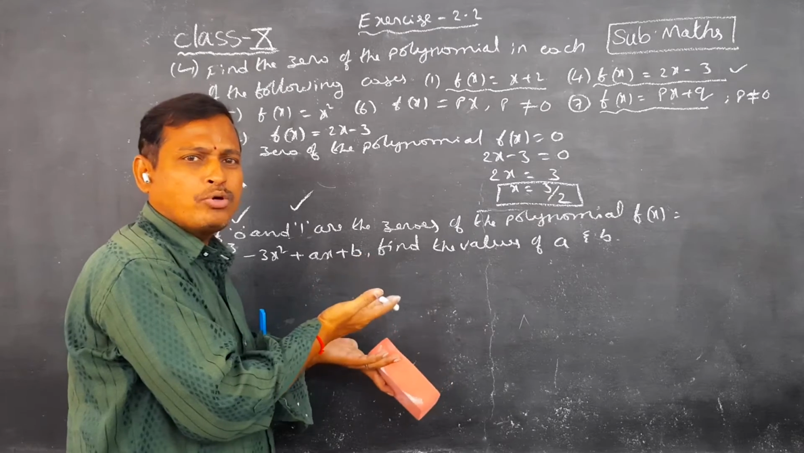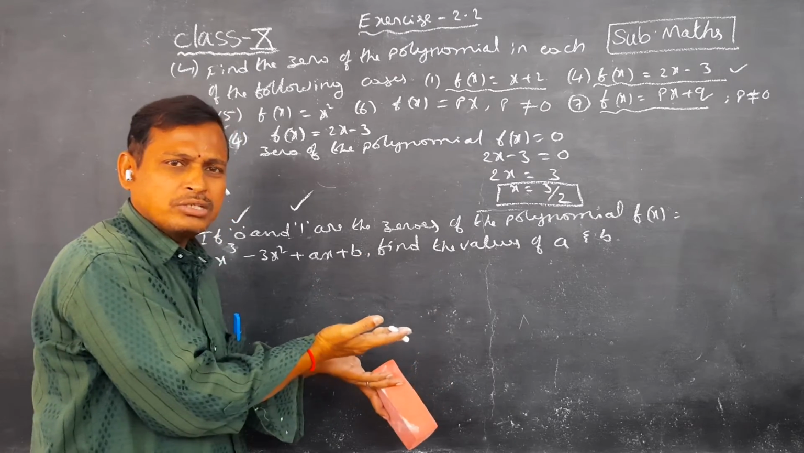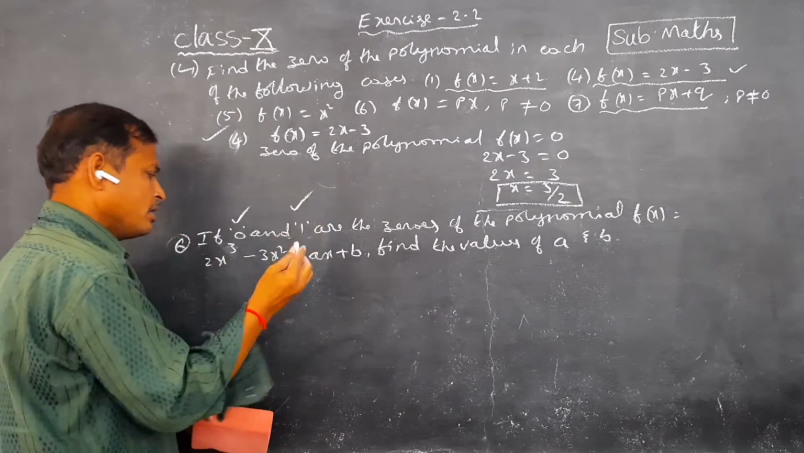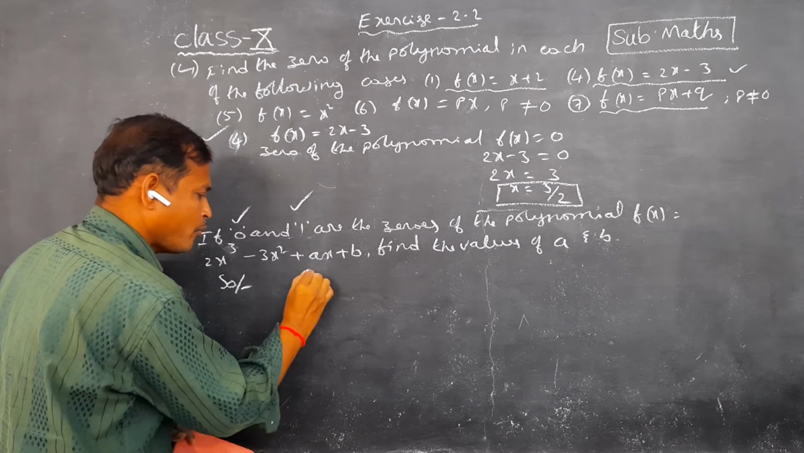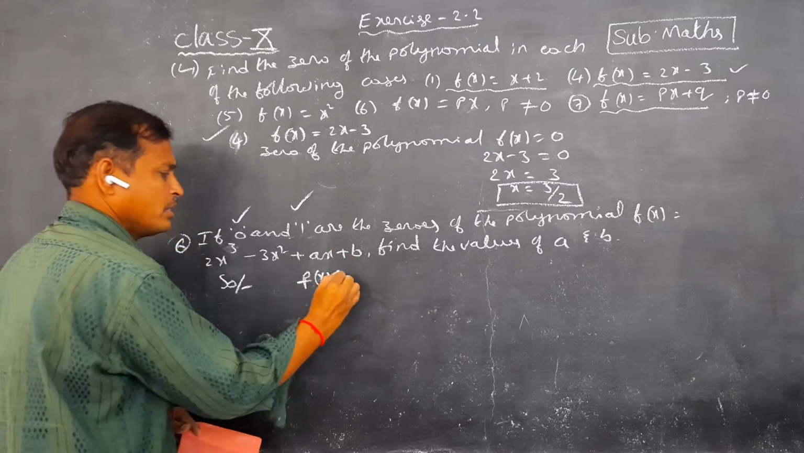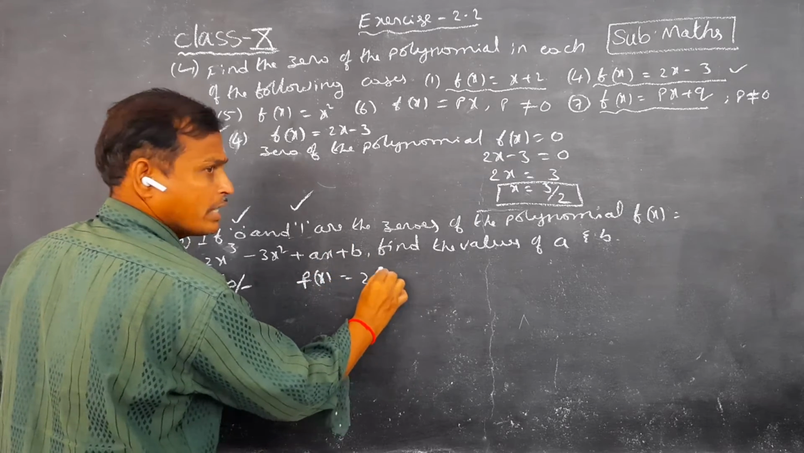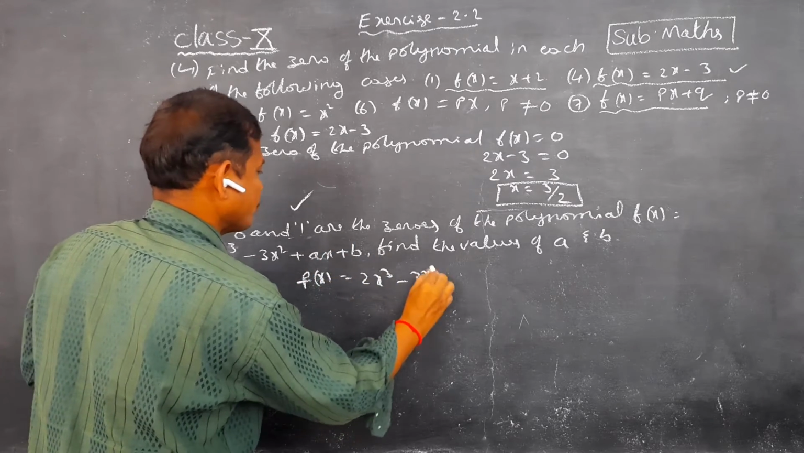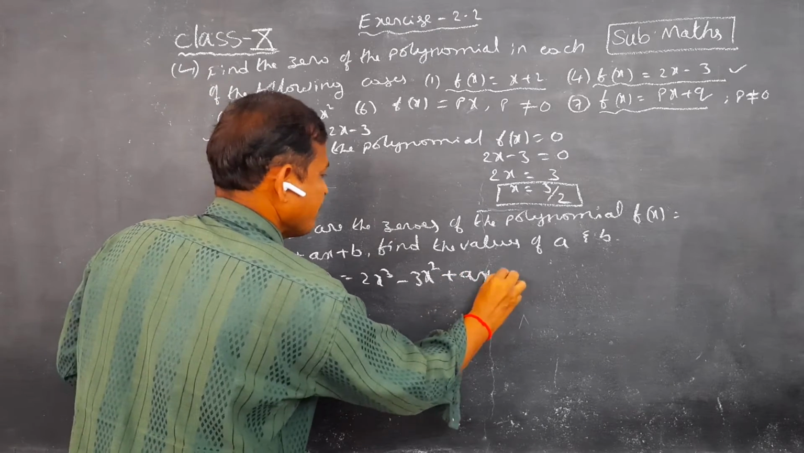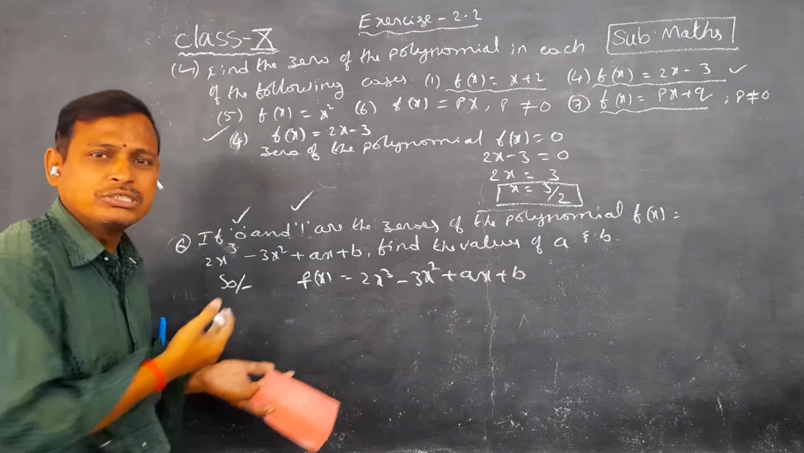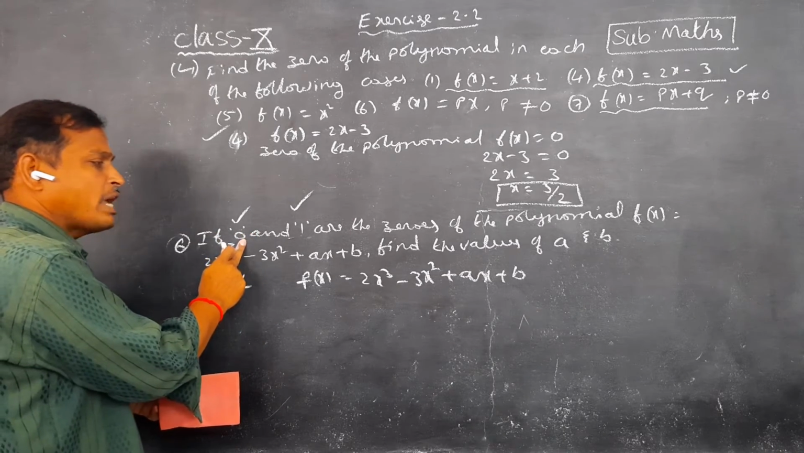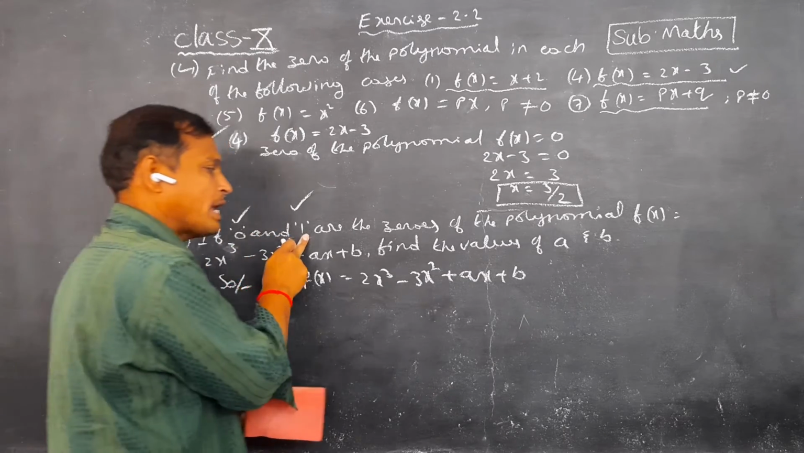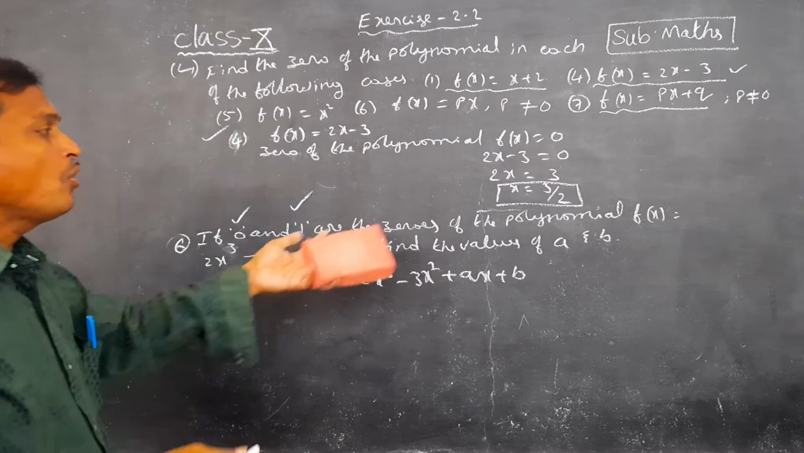So how do we find the value first? The sum is to find the a and b values. Okay, listen, children. Solution. First we write the given polynomial, that is f of x. f of x is equal to 2x cube minus 3x square plus ax plus b. This is the given polynomial, children. Next, the given x values are 0 and 1. These are the zeroes of the polynomial.